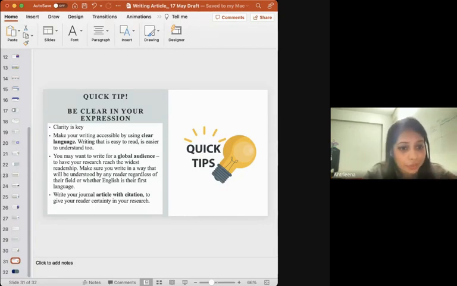Okay, and write your journal articles with citations to give your readers certainty in your research. As I told you, you will be citing the authors that you're referring to, and this will also help your reader understand what kind of reading you have done, and if they're working in a similar domain, it will also help them read and gain knowledge about the same.